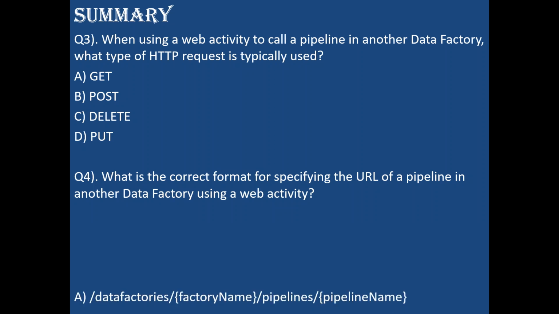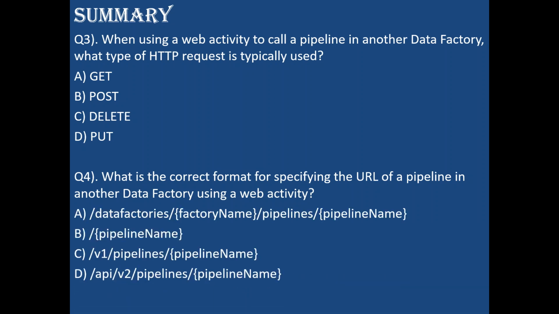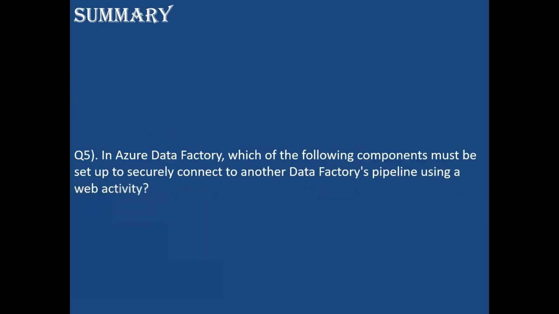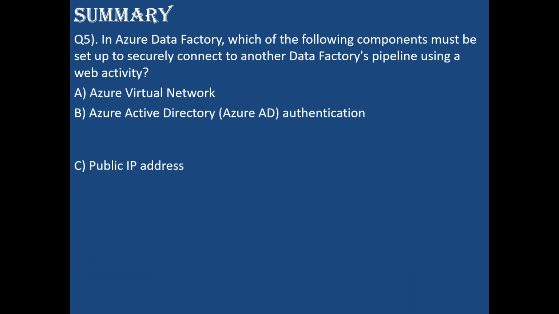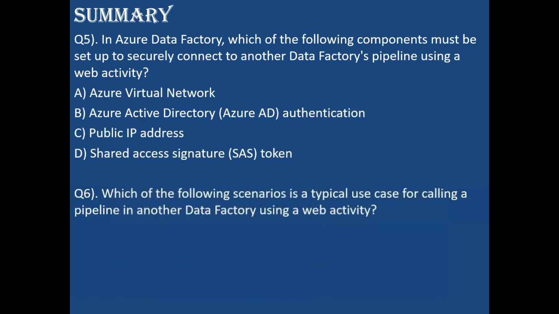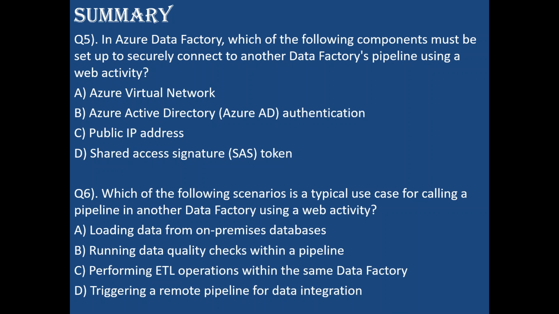What is the correct format of specifying the URL? As we have discussed in the earlier session also, answer A is correct: data factory / data factory name, pipeline / pipeline name. In Azure Data Factory, which component must be set up to secure the connection to another data factory pipeline using a web activity? Azure Active Directory authentication. Answer B is correct. Which of the following scenarios is a typical use case for calling a pipeline in another data factory using a web activity? It is basically to trigger a remote pipeline for data integration.